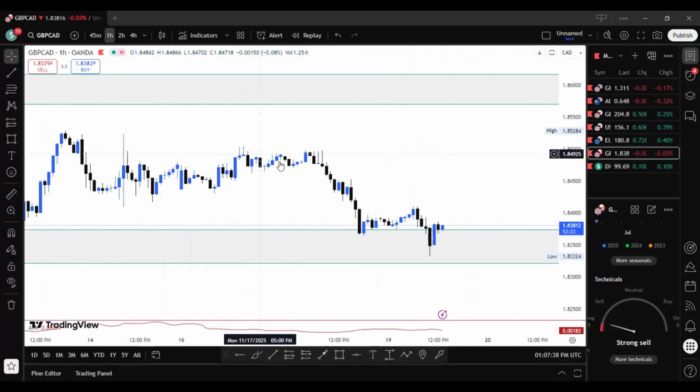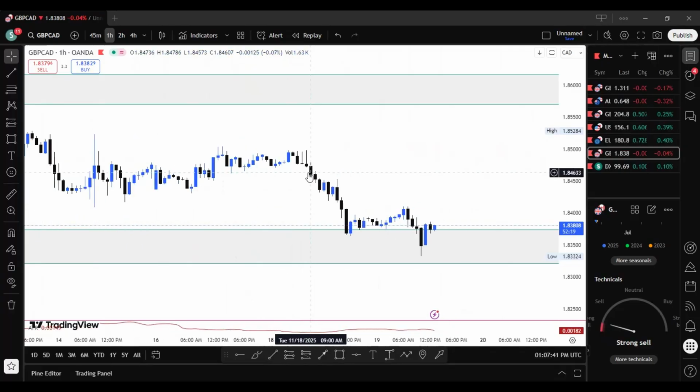So I try to avoid manipulations in the market as much as possible. This is basically how I analyze the chart. The lot sizes, and the stop loss and take profit to use, are subject to your account size. So just make sure you apply proper risk management to manage this trade well, which is very, very important. So this is my outlook on GBP CAD.